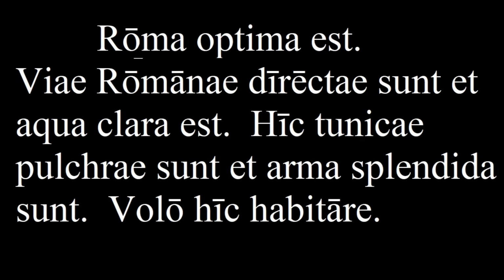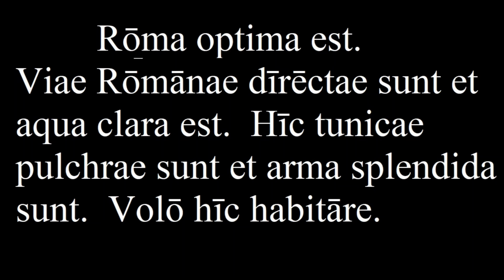The first sentence is easy to understand. In the second we have viae, the plural form of via, and Romanae is the genitive form. So this means Rome's streets, or streets of Rome. And directa obviously means direct, or in this case straight. So we have the streets of Rome are straight. And did you guess what clara means? The sentence is talking about good qualities of Rome and says the water is clear.